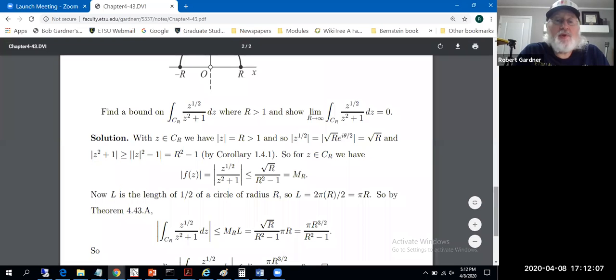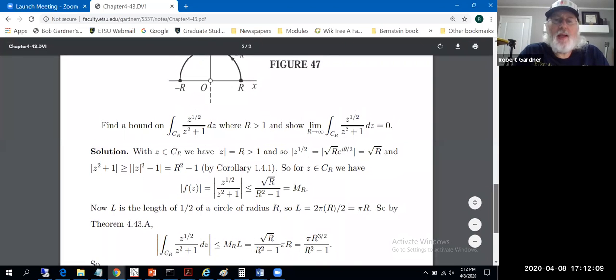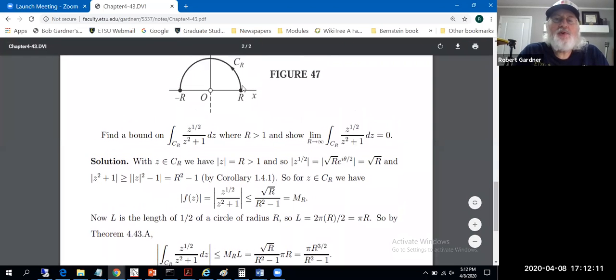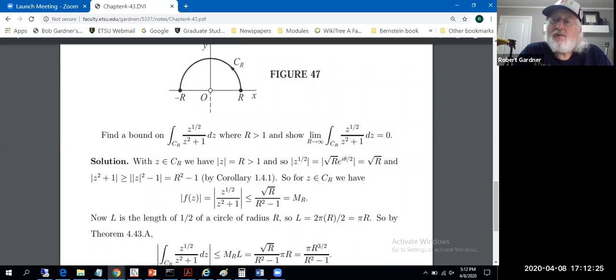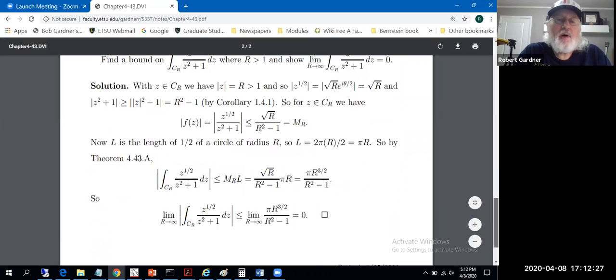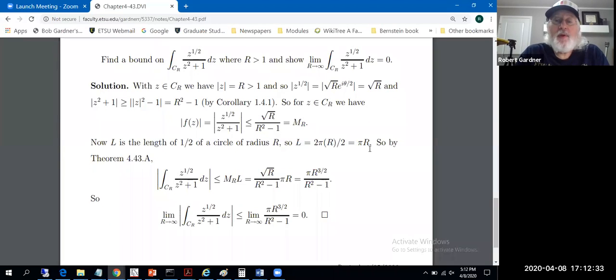To use theorem 4.43a, we need to know how long this contour is. So that's going to depend on r as well. It's a semicircle of radius r. A circle of radius r has circumference 2 pi r. Cut that in half because it's a semicircle, and we'll get pi capital R out. So the length is pi r of that contour C sub r.